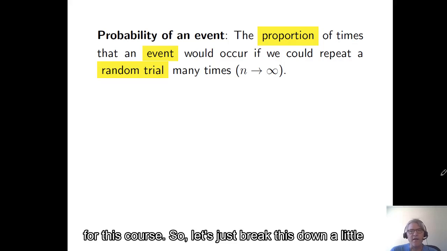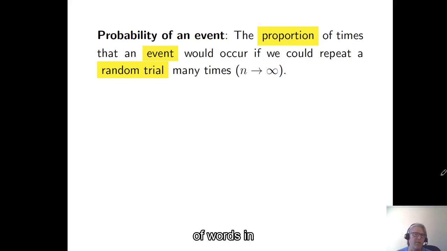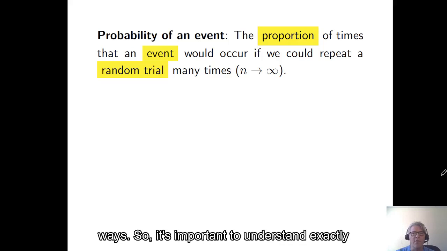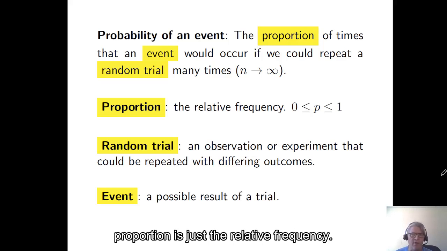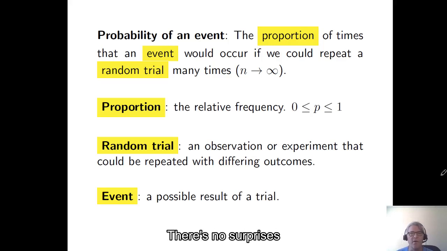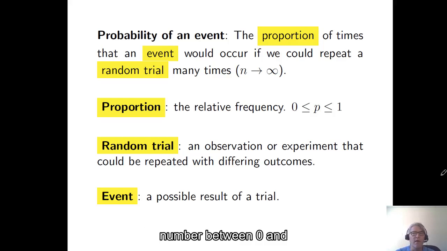So let's just break this down a little bit and focus on a few words. Statistics has a nasty habit of using a lot of words in everyday English in very specific ways, so it's important to understand exactly what we mean in the statistical sense when we use these words. So proportion is just the relative frequency. There's no surprises here. This is the relative frequency that we've seen in earlier chapters. You can think of it as a fraction of the time, so it's going to be a number between 0 and 1, the proportion of times an event occurs, if we could repeat a random trial.